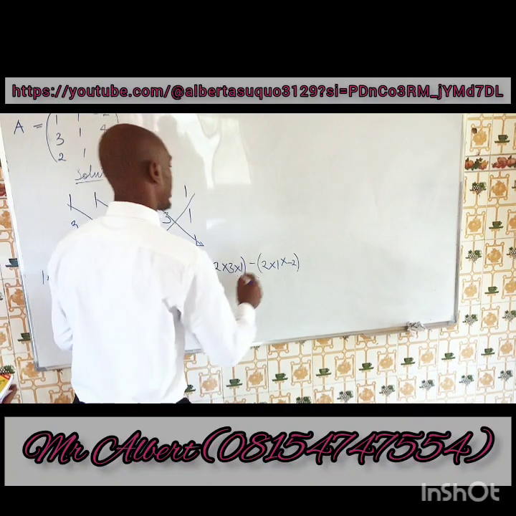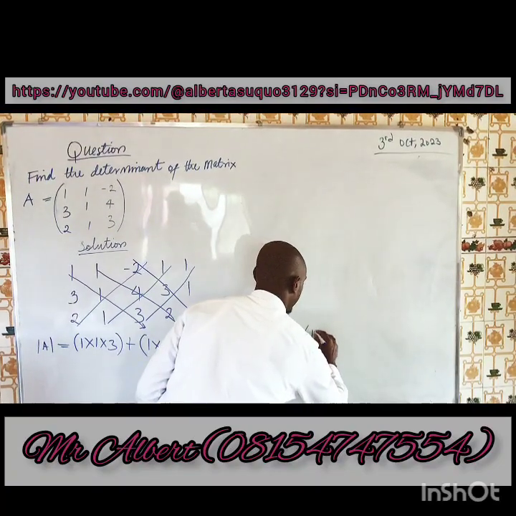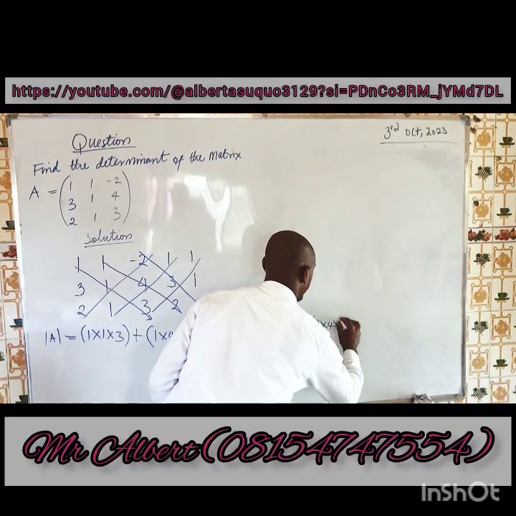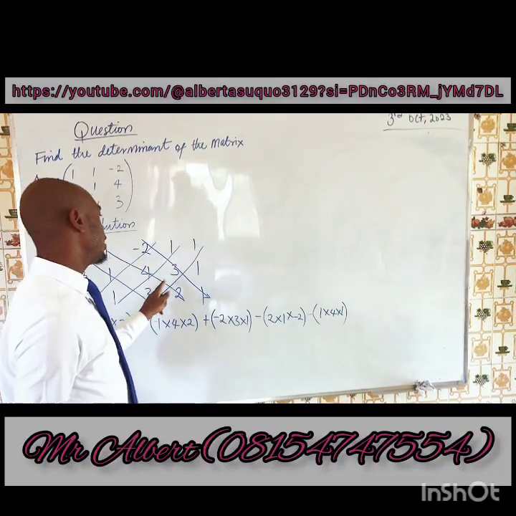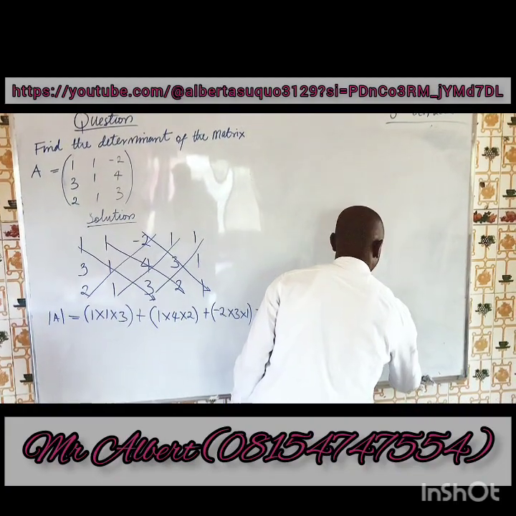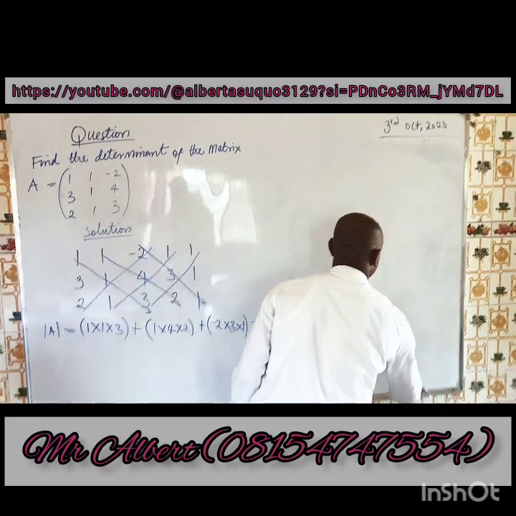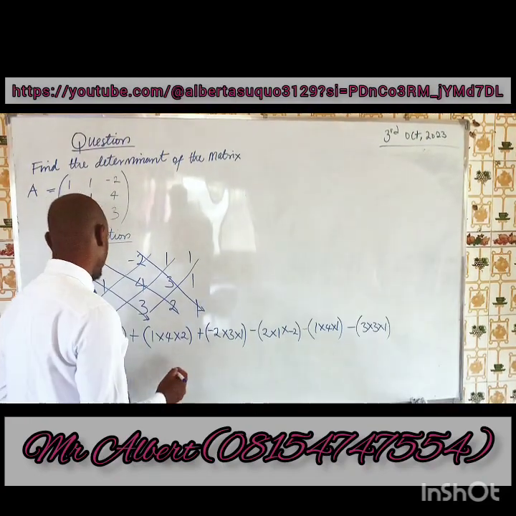So what we have, the second one, we have 1 times 4 times 1. And finally we have 3, 3 and 1. So we take the product of 3, 3 and 1. So let us simplify what we have here on the board.